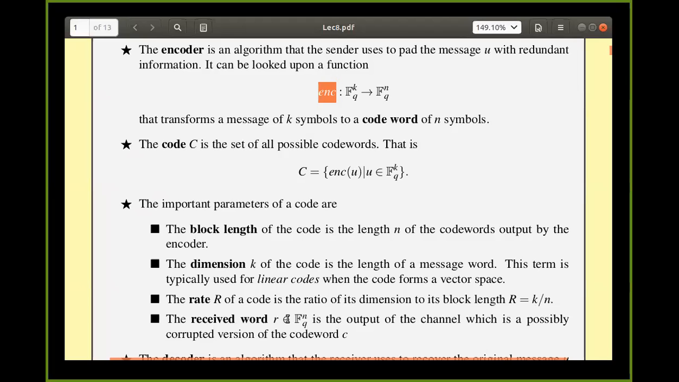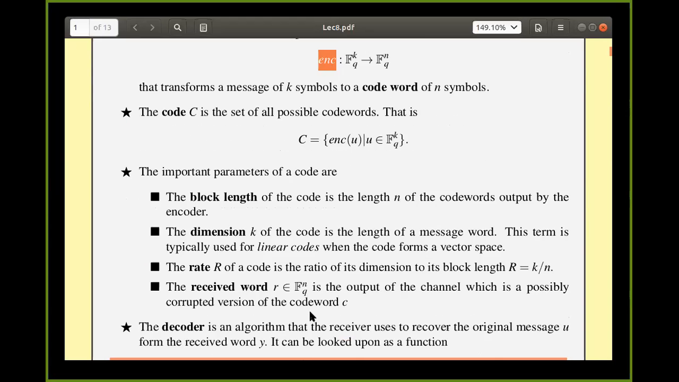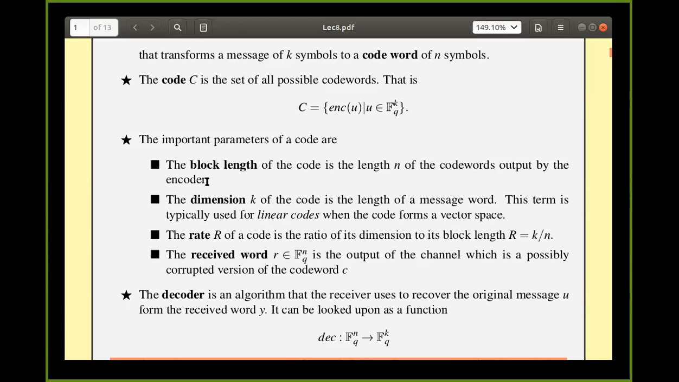The received word r belongs to F_q^n and is the output of the channel, which is possibly a corrupted version of the codeword c. If there are no corruptions, then we receive it as it is. But the received word is an element of F_q^n. Once you receive it, we try to decode it. The decoder is an algorithm that the receiver uses to recover the original message u from the received word y. Here I wrote r, but here I put y, that's okay.